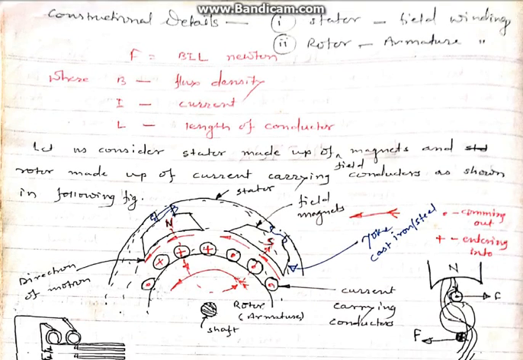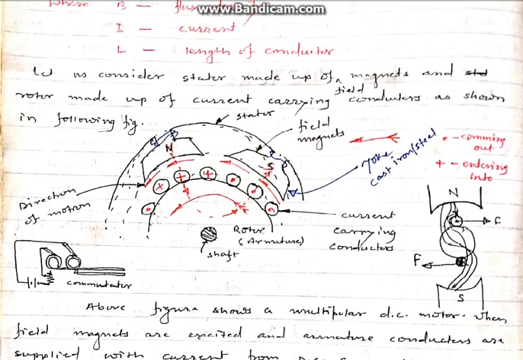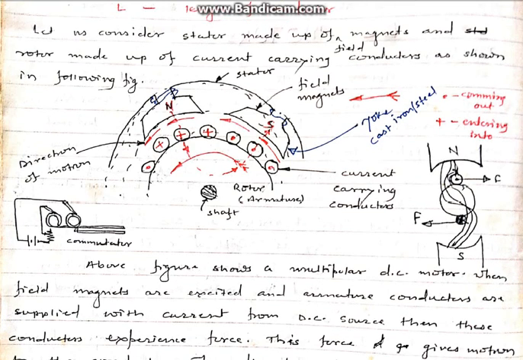This is the schematic of DC motor, which consists of two types of windings. One is the field winding, also called the stator winding, and the second one is the rotor winding. The field winding, or stator winding, is the stationary winding, and the rotor winding is the rotating winding, which always rotates because of the force exerted on the conductors placed on this rotor.